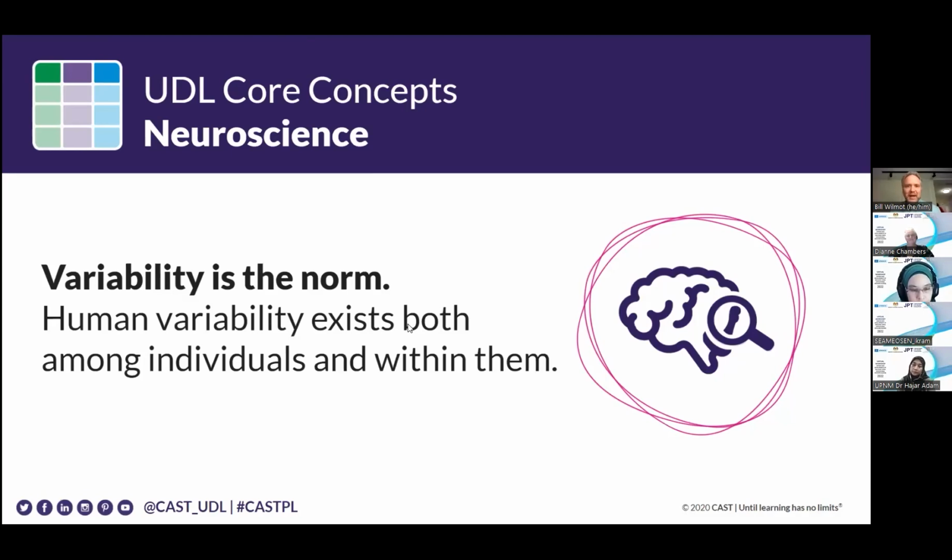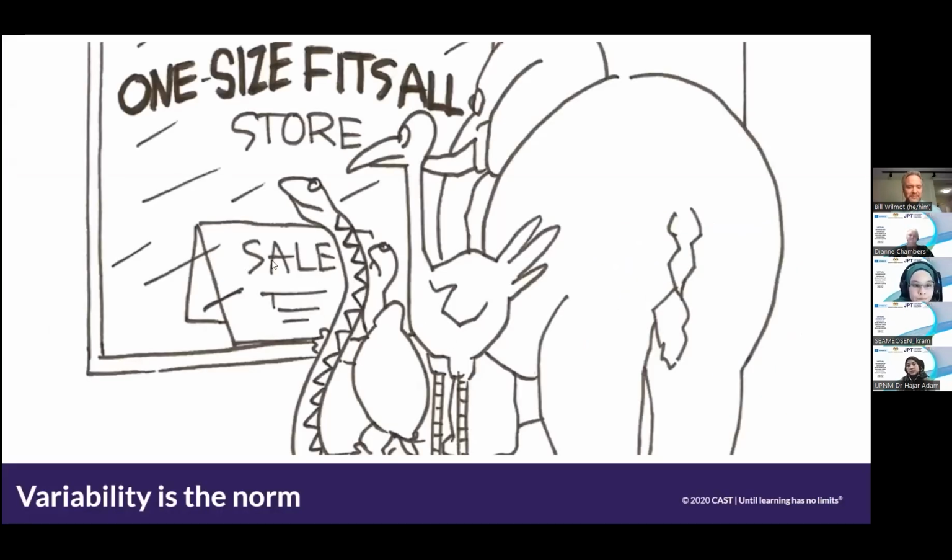So how do we understand that? How do we make sense of that great variability? How do we embrace the variability of the learners who are in front of us? Here's a cartoon of the one-size-fits-all store. Everything's on sale because nothing fits anyone, right? And we've got a snake, we've got a turtle, we've got a stork, and we've got an elephant standing outside the one-size-fits-all store wondering what is going to work for them. Variability is the norm.